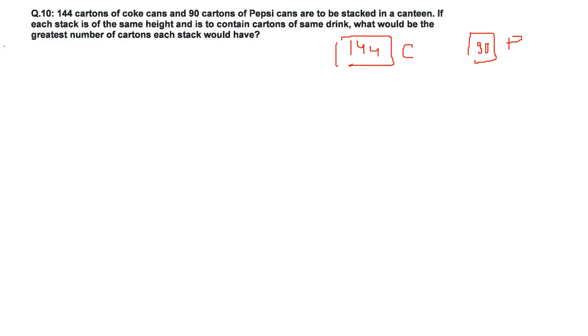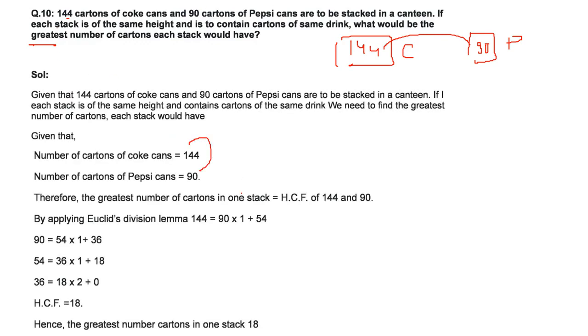Now the question is asking about the greatest number. That is, it is asking about the highest. And there are two different entities, two different numbers. So we need to find out the common one on this, because we have to stack it on the shelf. So we have to find out the HCF of 144 and 90. You know by now how to find out the HCF using Euclid's lemma. This HCF will be 18. This is the greatest number of cartons in one stack: 18.